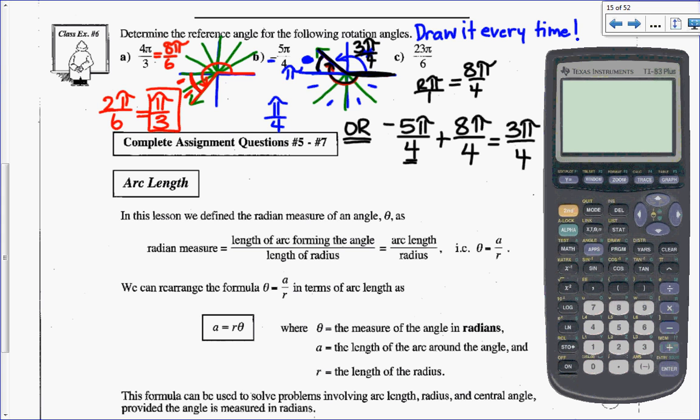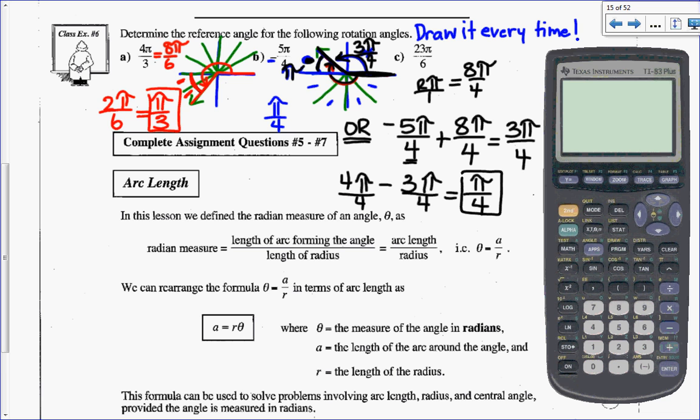Well, if I know that this big angle here is 3 pi over 4, and I know that the full distance around is pi, then pi minus 3 pi over 4 is going to give me this little reference angle there, right? The problem is, again, I'm subtracting, and so I need common denominators. So pi is really the same thing as 4 pi over 4, right? And so now I can subtract: 4 pi minus 3 pi is 1 pi over 4.